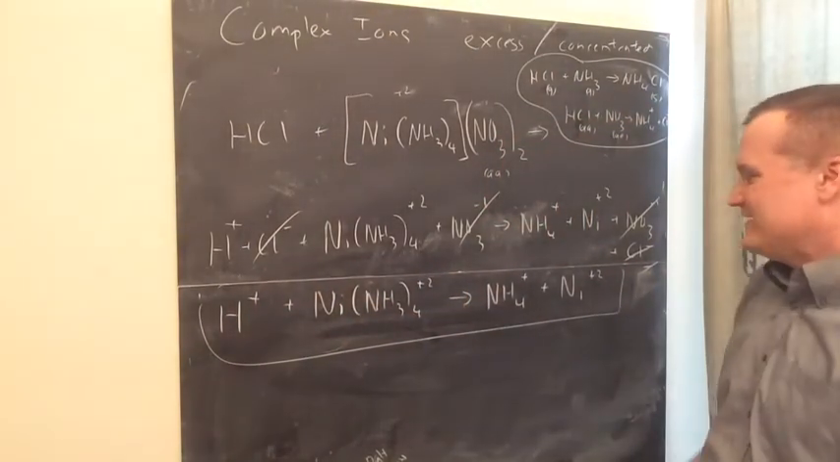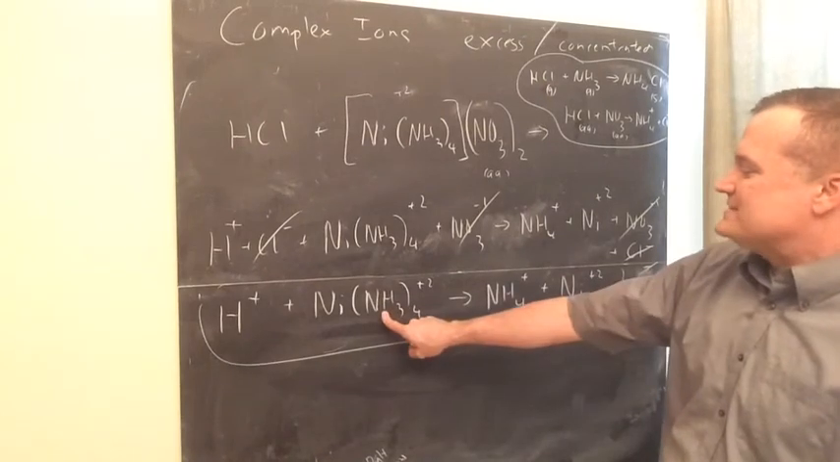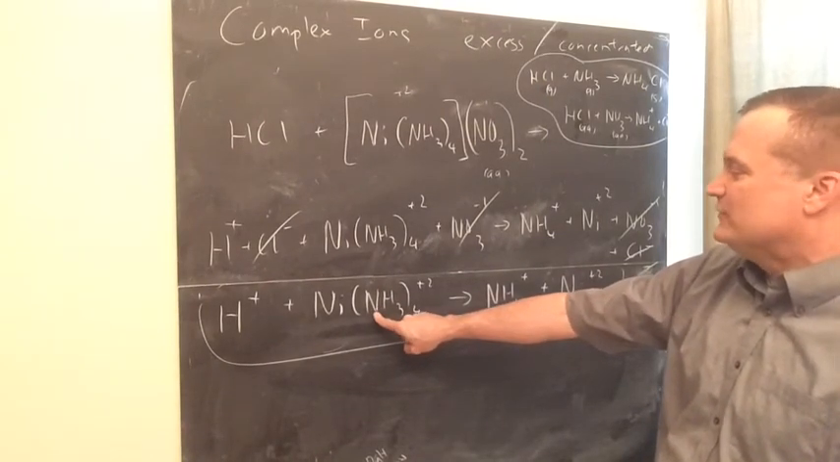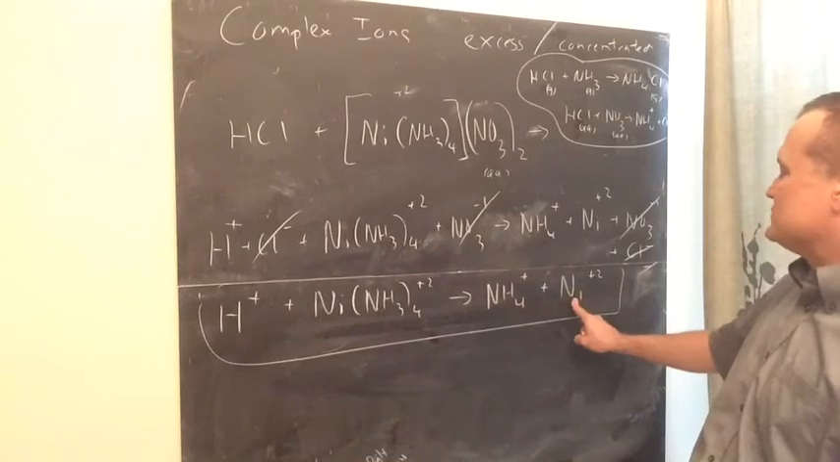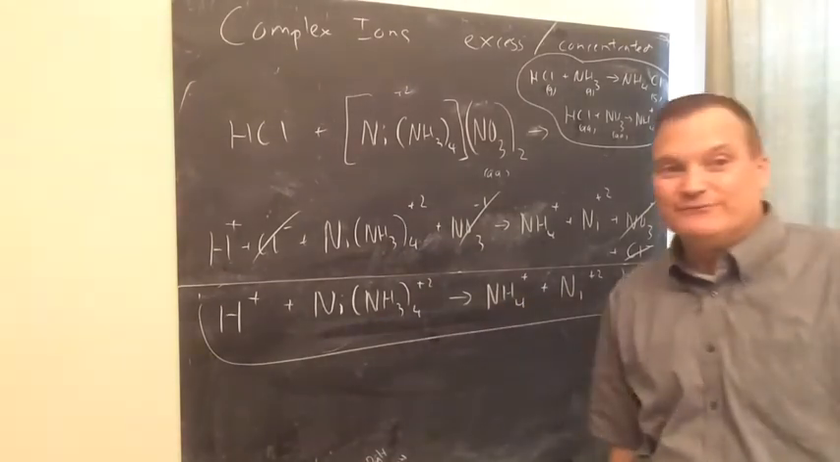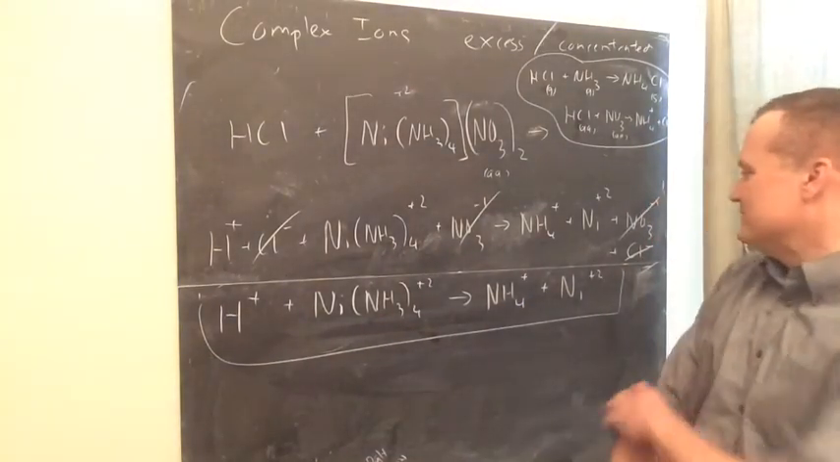Fun stuff. Now, these have really amazing colors. Like this one I think is a blue color. Nickel is green, but its complex is blue. And I'll show you that sometime. It's really cool. All right.